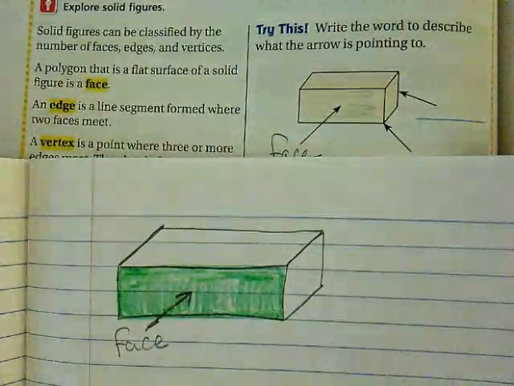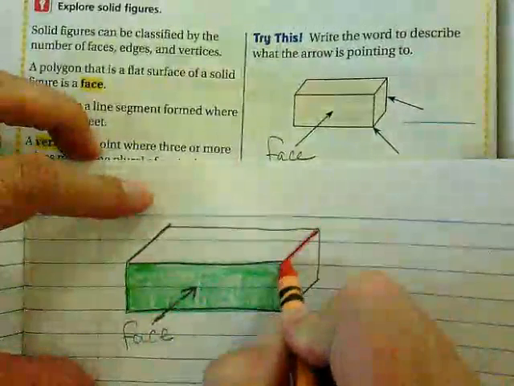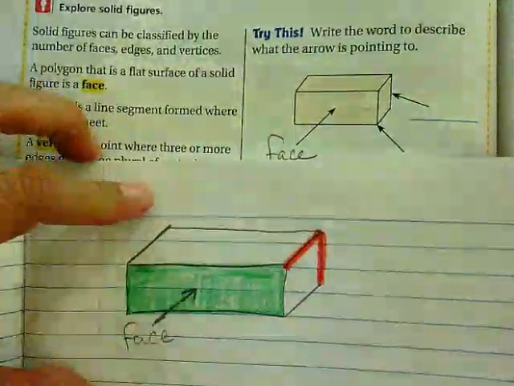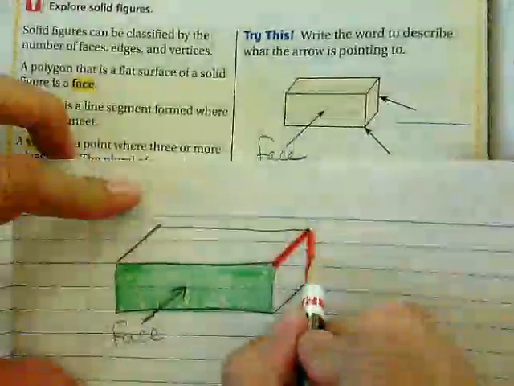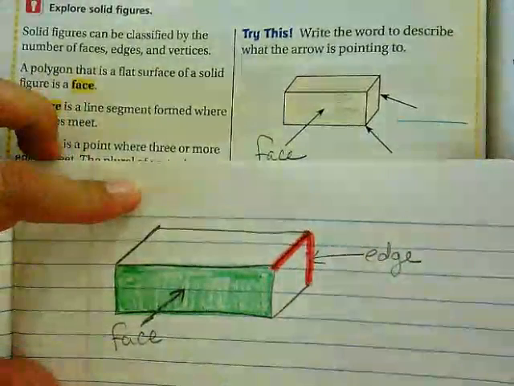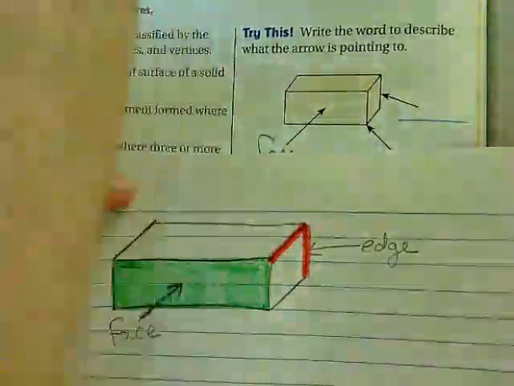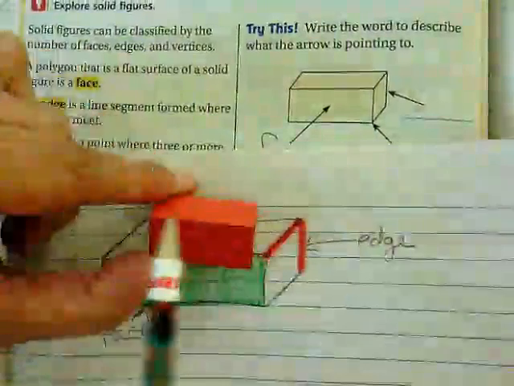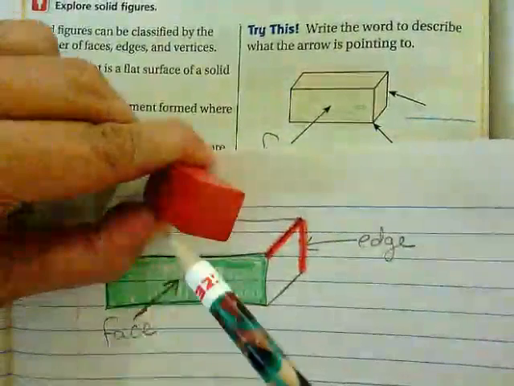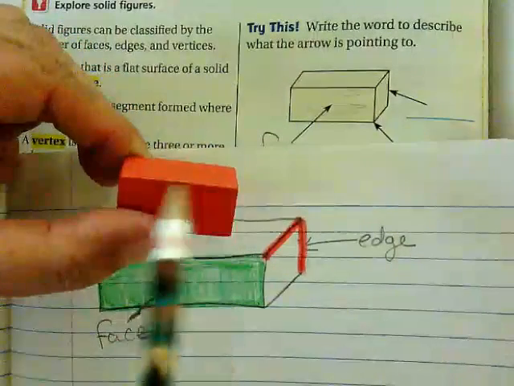Then you need another color, something dark. We have what is known as an edge. The edge is where these come together. All right? So the edge of a shape is the side, like where all the sides are. Like if I was using this rectangular prism, this is my edge. This is an edge. All four of them are. They're edges. All of these are edges.